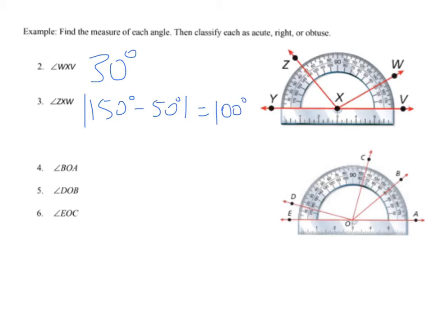Now, I did forget a piece of the actual problem, which said then classify. So the first one is 30 degrees. That's an acute angle, right? Acute is between 0 and 90. Number 3, I got 100 degrees. 100 degrees is greater than 90, so that's going to be obtuse.